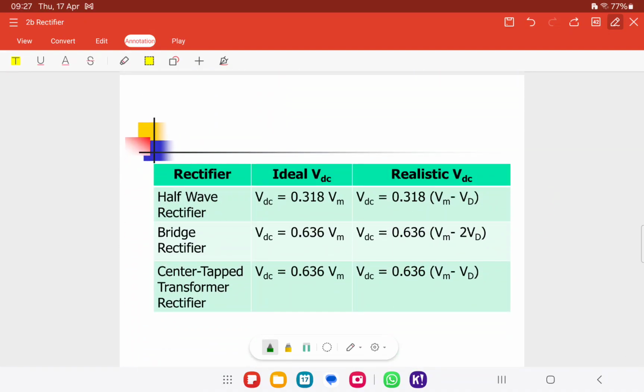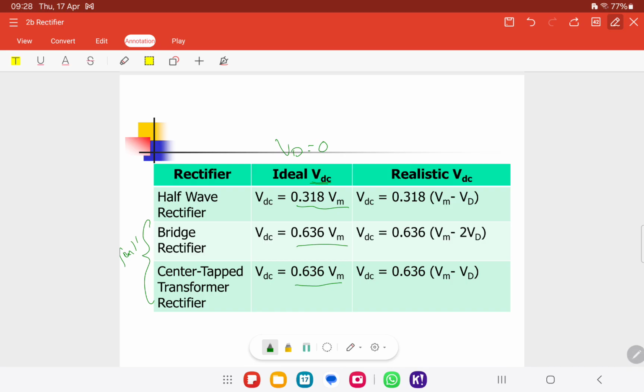We have a little time. This is a comparison between the bridge and also the center tap. For half wave, these two are full wave. For the ideal diode, if we use the ideal, we just take the value itself only, without subtracting VD, because here we consider VD equal to 0. There is no voltage drop in the diode.